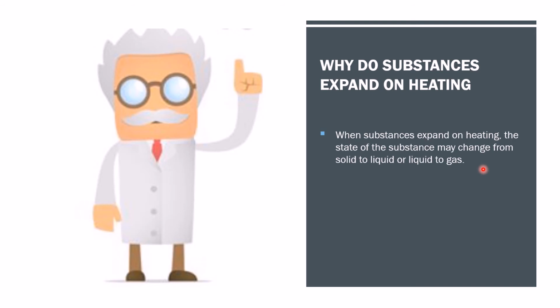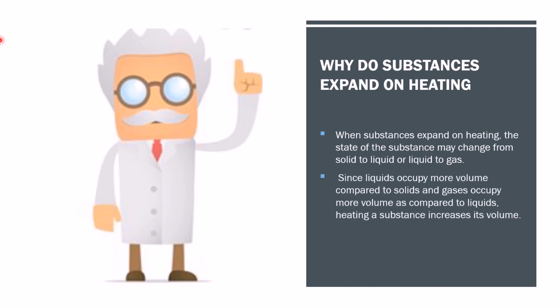The substance may change from one substance to the other. Okay, so it happens like this. Since liquid occupies more volume compared to solid, and gases occupy more volume as compared to liquids. So over here, I can tell you that liquids occupy more volume compared to solids. Okay, liquids have more volume than solids. Gases have more volume than liquids. So first is gas, then comes liquid, and then solid, right? Then heating a substance increases its volume.